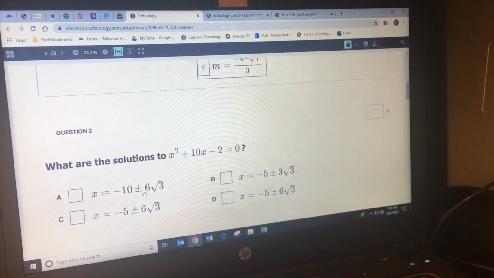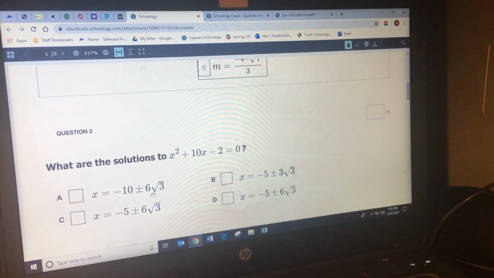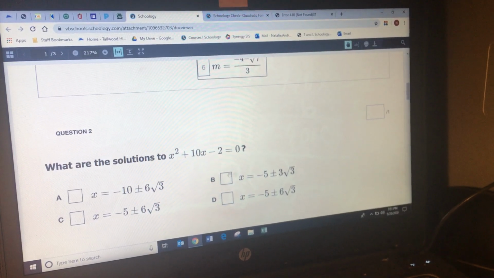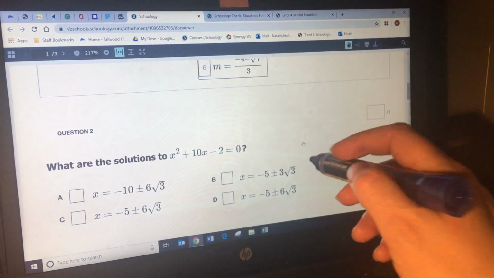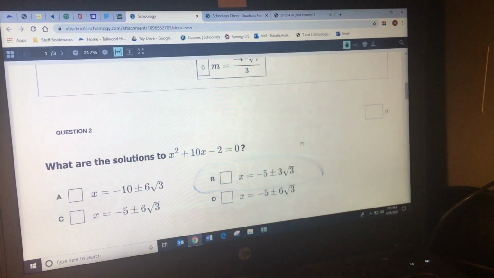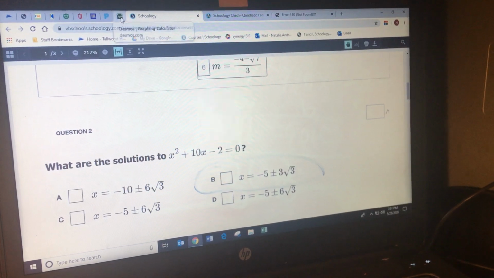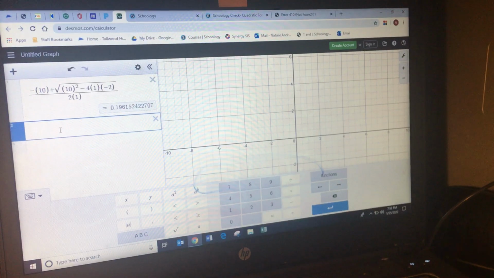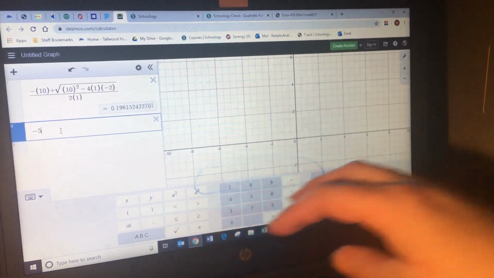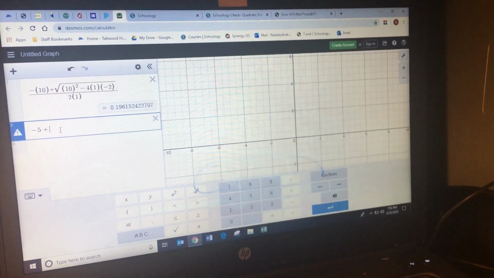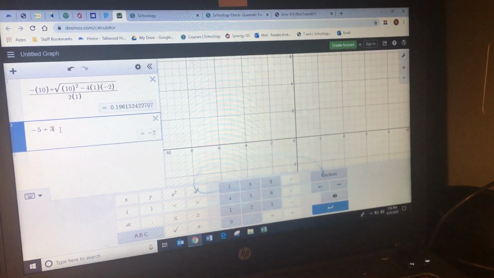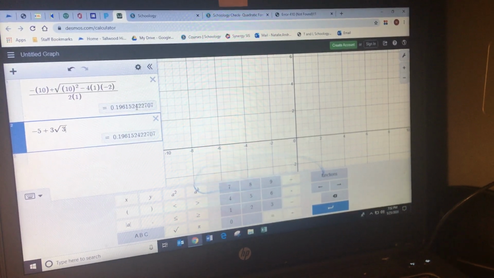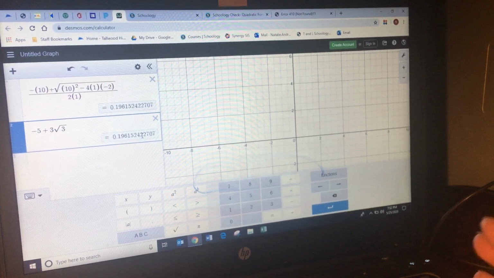Let's try -5. Let's try B. I'm just guessing it's B. Don't know yet, okay? So we got -5 plus 3 radical 3. So we put it here: -5 plus 3 square root 3. Look at that, our answers match. We found our answer.